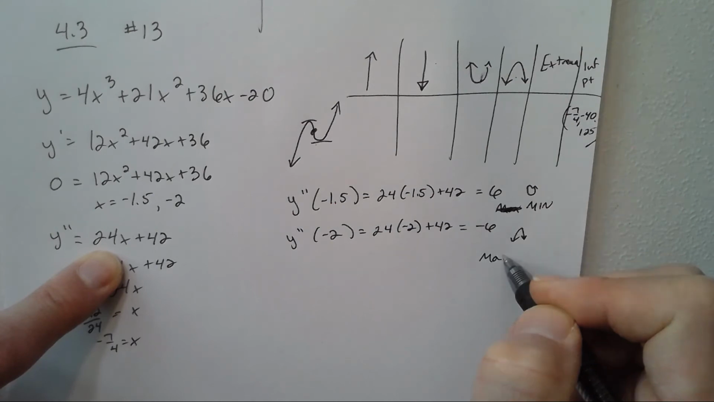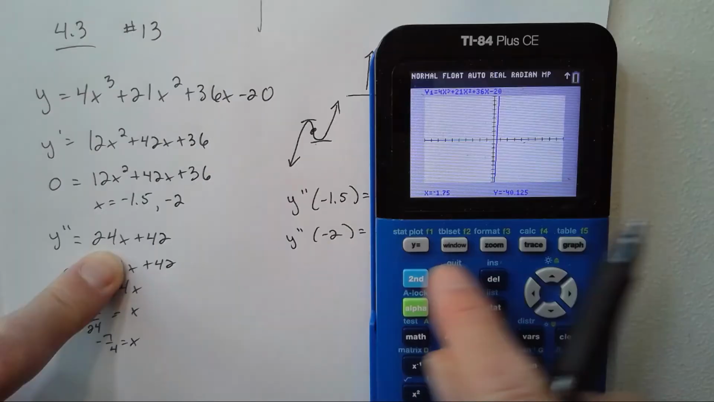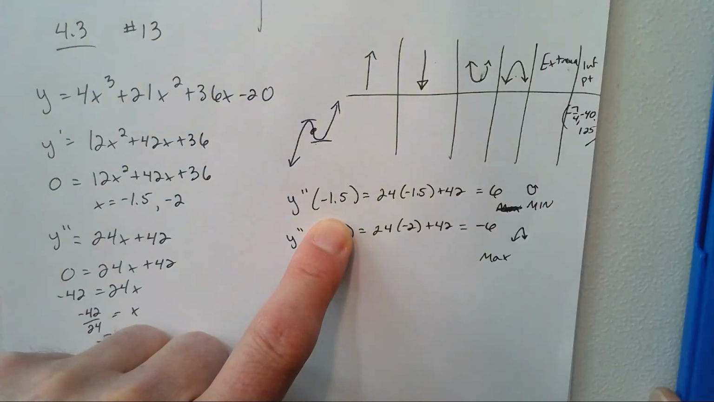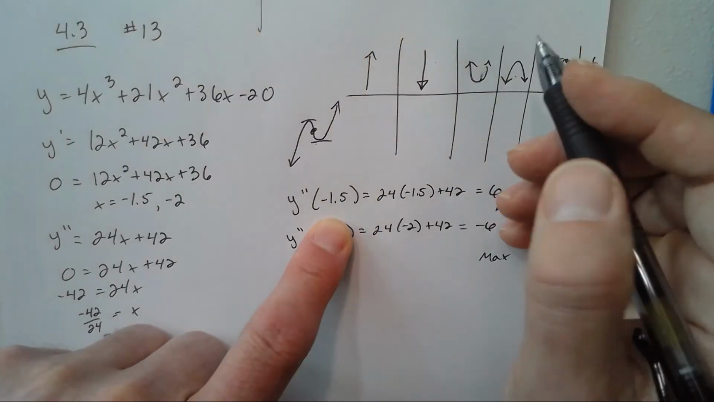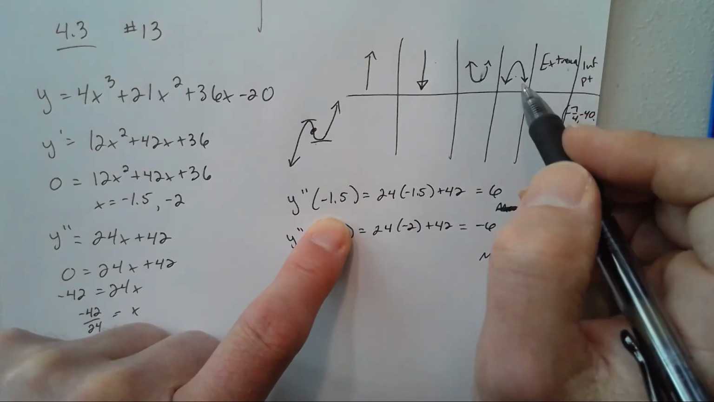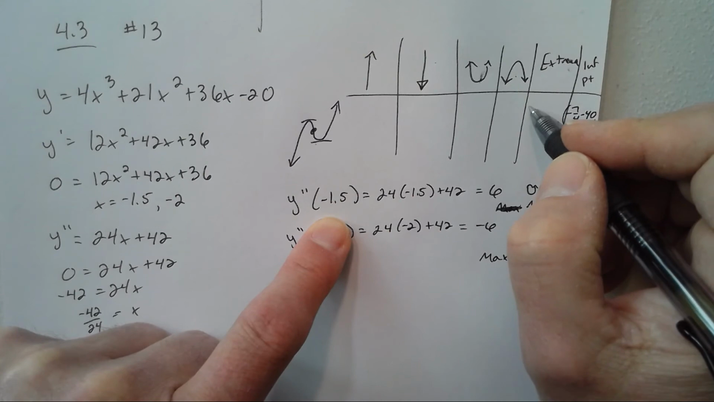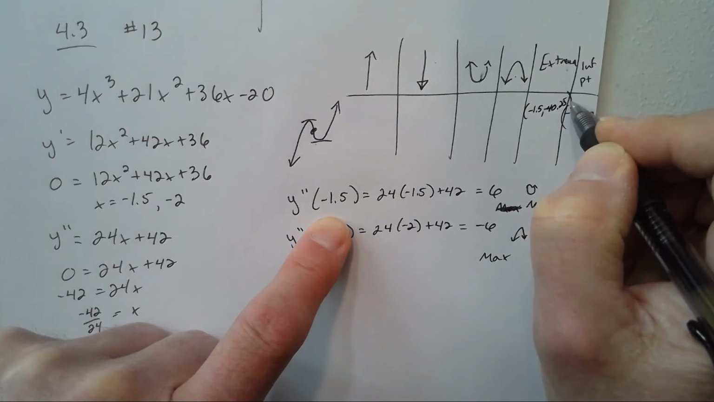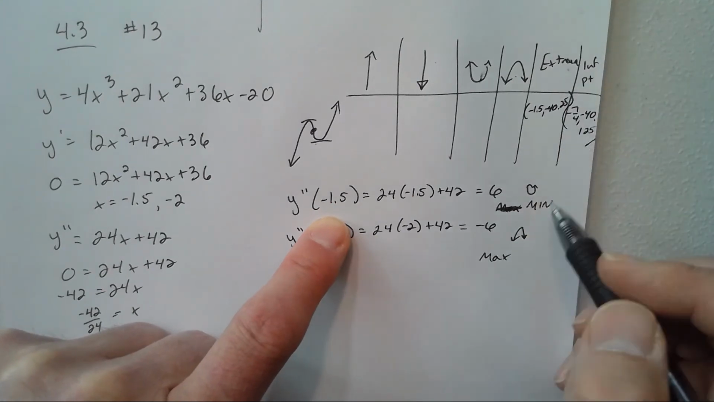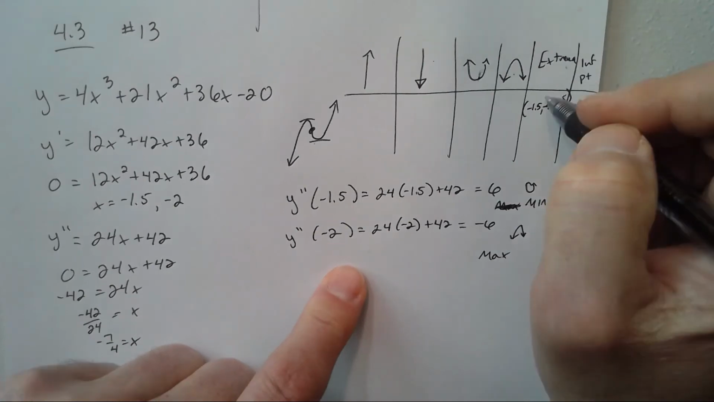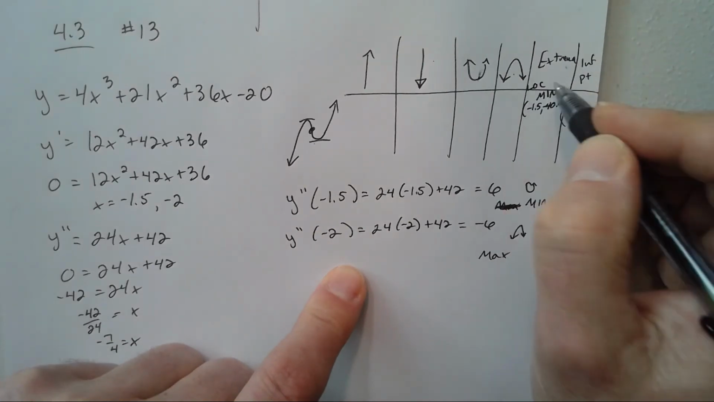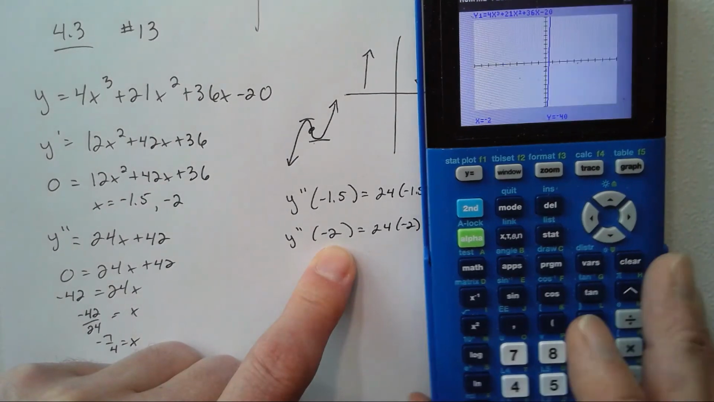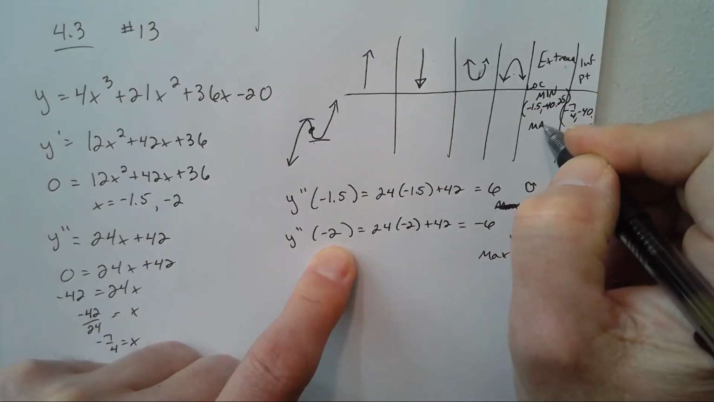Into my original, I get negative 40.25, and that's my minimum. So I'm just going to do an ordered pair. Negative 1.5, comma, negative 40.25, and we said that that is a minimum. It's a local min. And then plugging in -2, you get -40. It's a maximum at -2, -40.